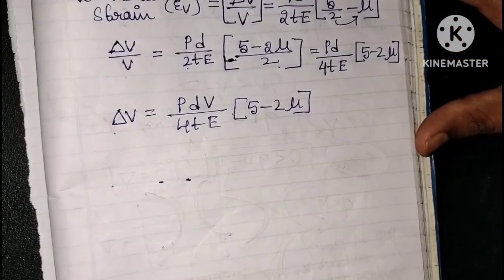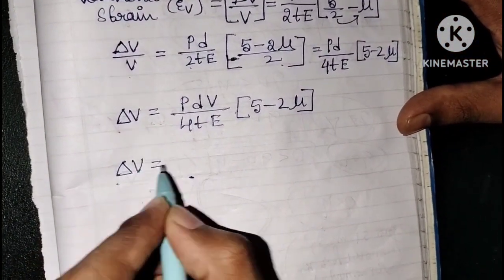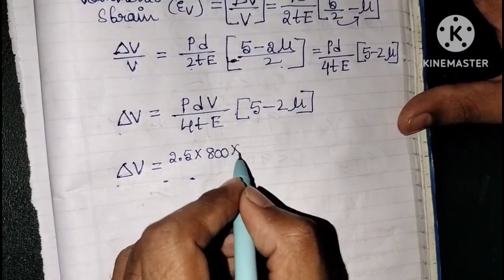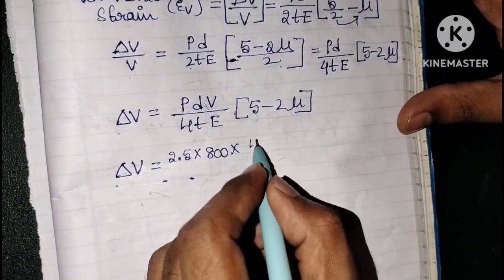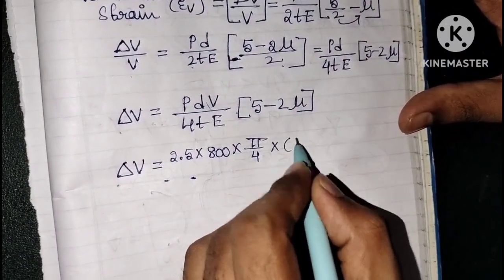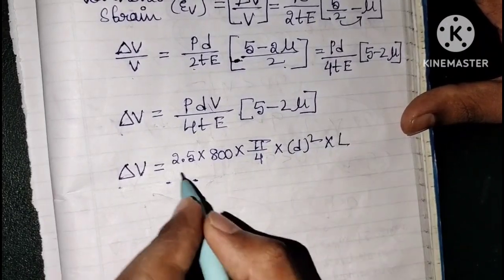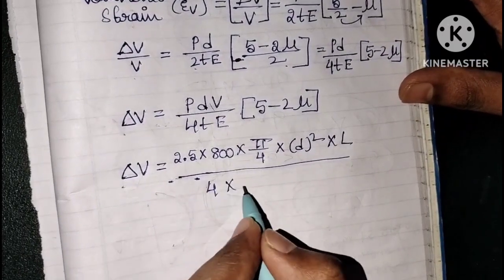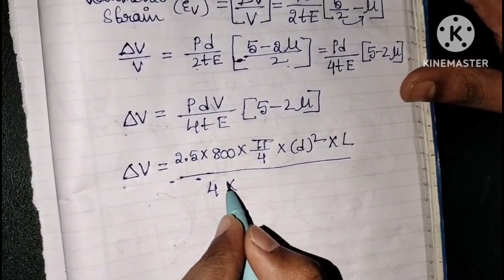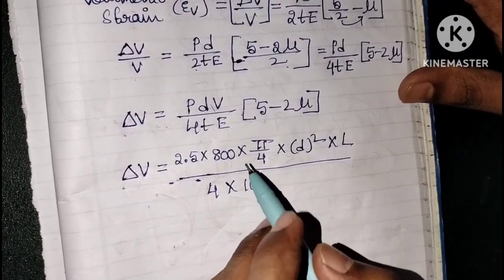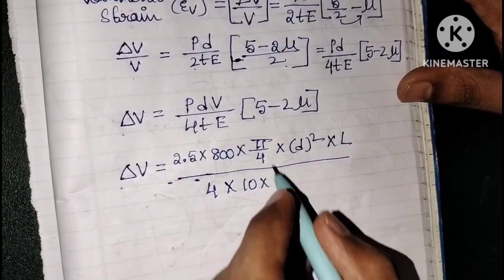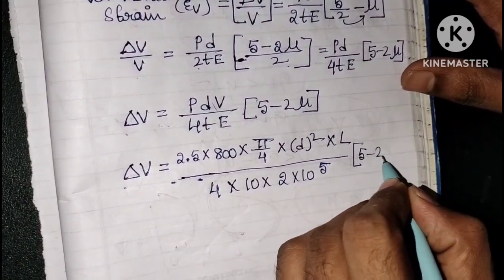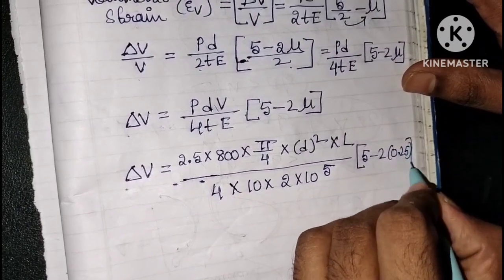Now let us substitute all the values. Let us see what delta V comes to. Delta V is equal to internal pressure 2.5 Newton per mm square, diameter 800 mm. So volume of cylinder formula pi by 4 into d square into L, pi by 4 into d square into L divided by 4 into thickness how much? So thickness is 10 mm and Young's modulus 2 into 10 to the power of 5. So into 5 minus 2 into Poisson's ratio 0.25.